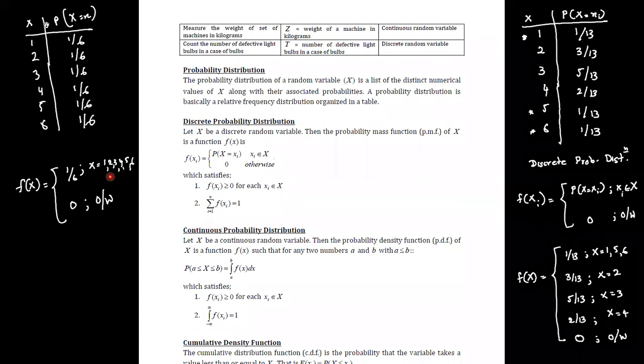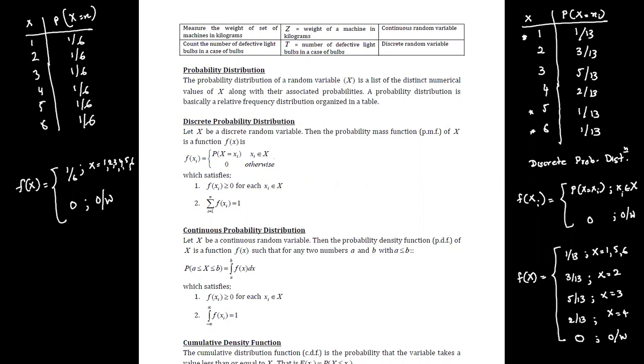Here we can see that for all the values from 1 to 6, we have a positive value, otherwise it is 0. Here also we can see that there is no negative value. The probabilities associated with each value of x have a positive value, or otherwise it is 0. That is the first thing that should be satisfied.